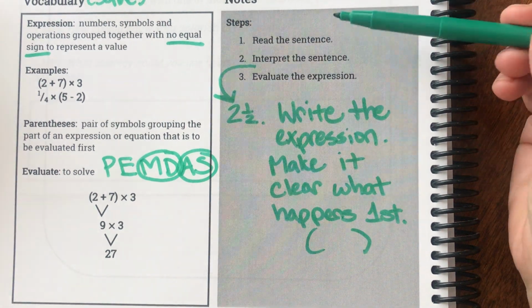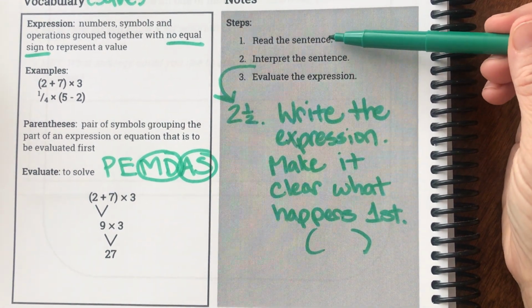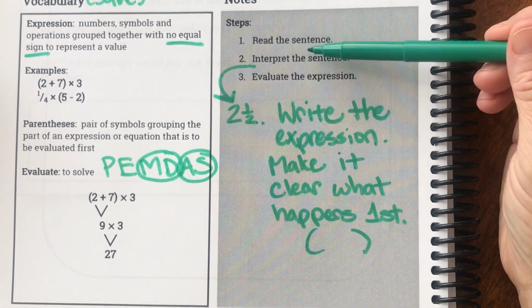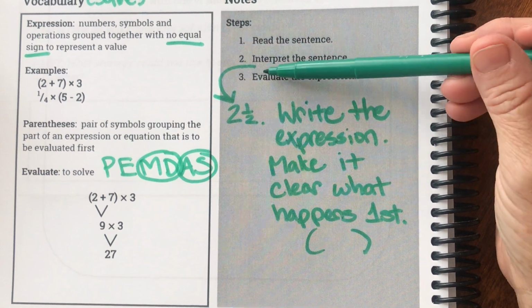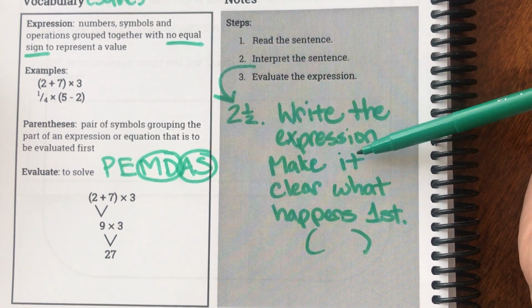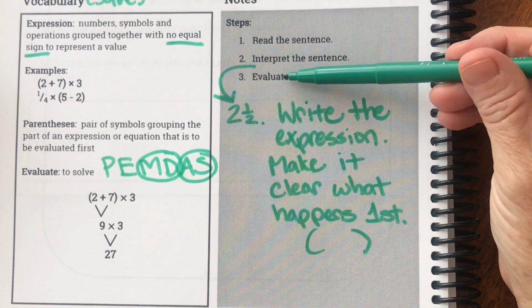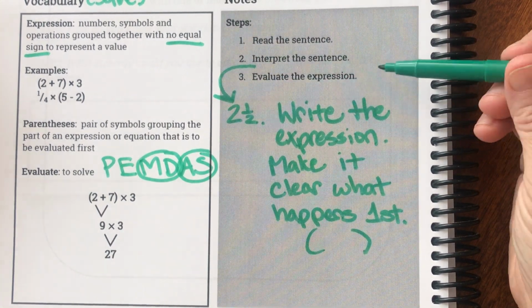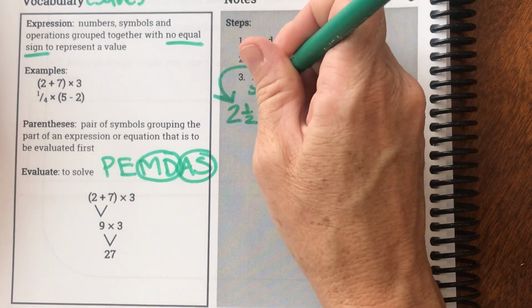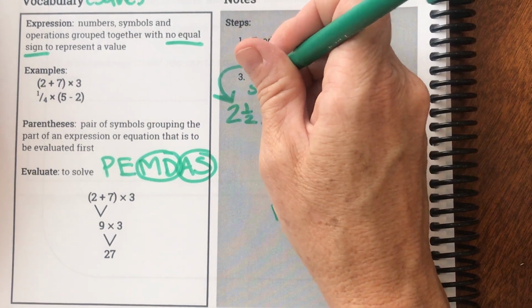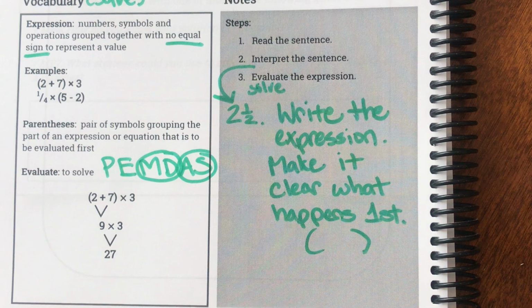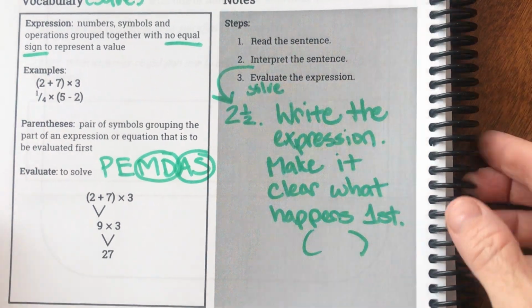Okay, so our steps are we're going to read the sentence or word problem. We're going to interpret or make sense of the word problem. Then we're going to write the expression, make it clear what needs to happen first. And then we're going to evaluate the expression, which remember, evaluate just means we're going to solve the expression. Okay, ladies and gentlemen, I'm going to get started right away on mine. So I'm going to set down my green pen. And if you want to set down your pencil, you could just watch for a moment.